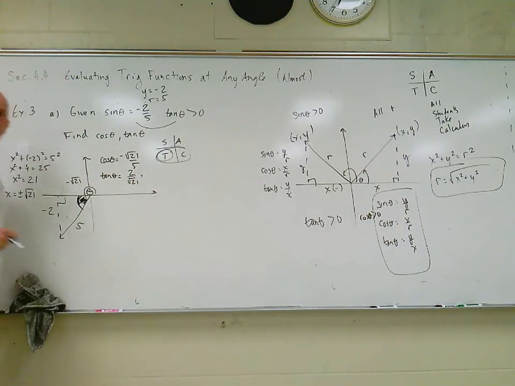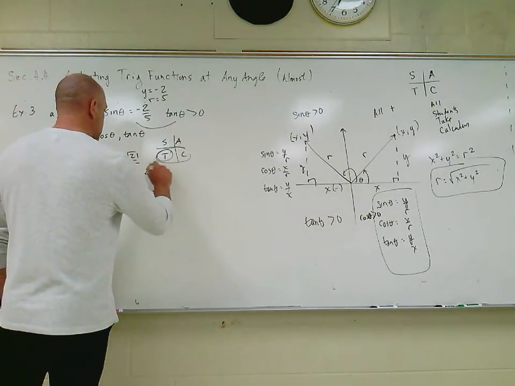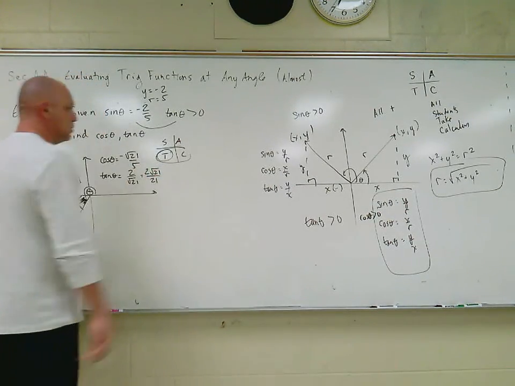If it said rationalize, what would the answer be? 2 times square root of 21. Very good. Multiply top and bottom by that.